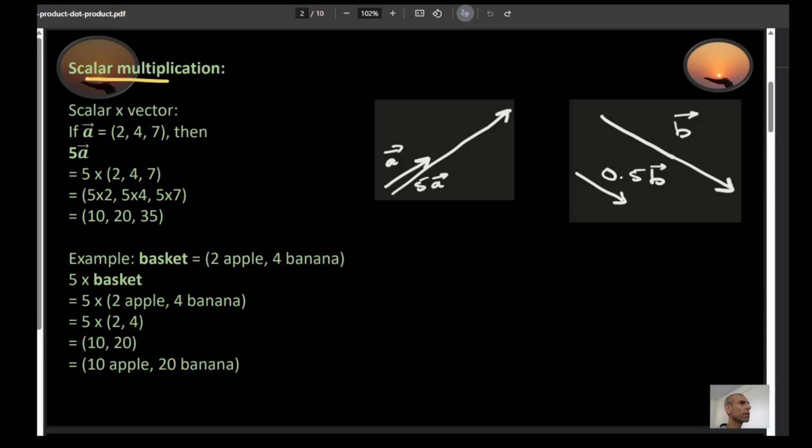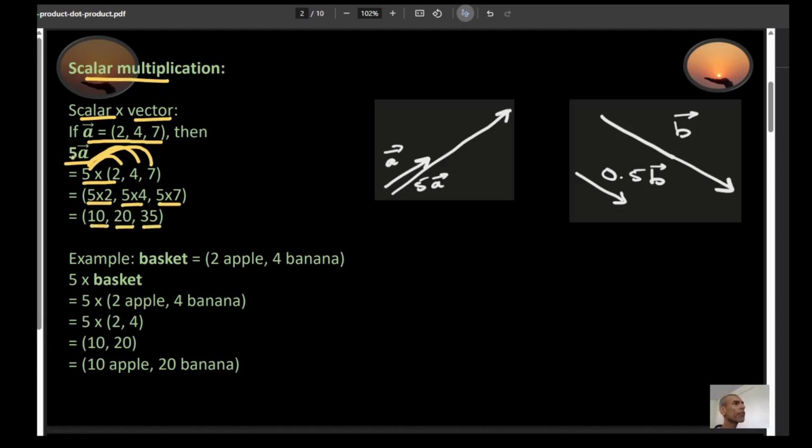And now scalar multiplication. In this particular instance, you multiply a scalar by a vector. Suppose your vector A is 2, 4, 7. Then your 5A would be written something like this. You're going to multiply 5 by 2, 5 by 4, and 5 by 7. And the answer is 10, 20, 35.